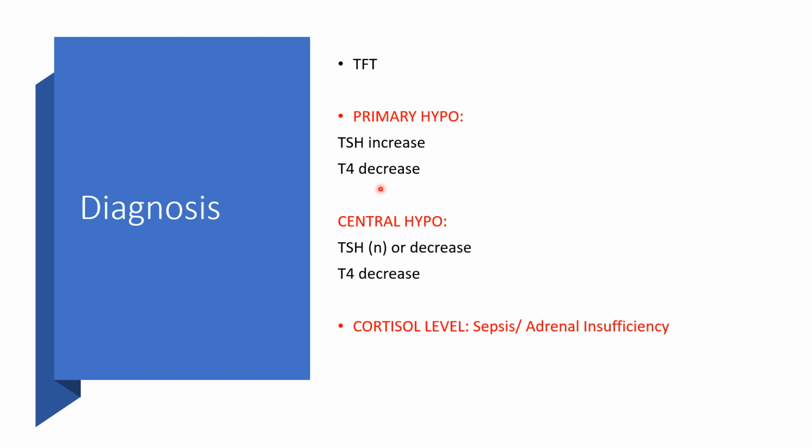I will tell you later on why T4 level is pretty significant. In fact, it is more important to go for the value of T4 than T3 in thyroid hormone troubles. That is primary. TSH will be increased, T4 will drop. In central hypothyroidism, TSH will likely be normal or decreased. T4 will be decreased. Cortisol level must be assessed to find out what is happening as per sepsis and adrenal insufficiency.